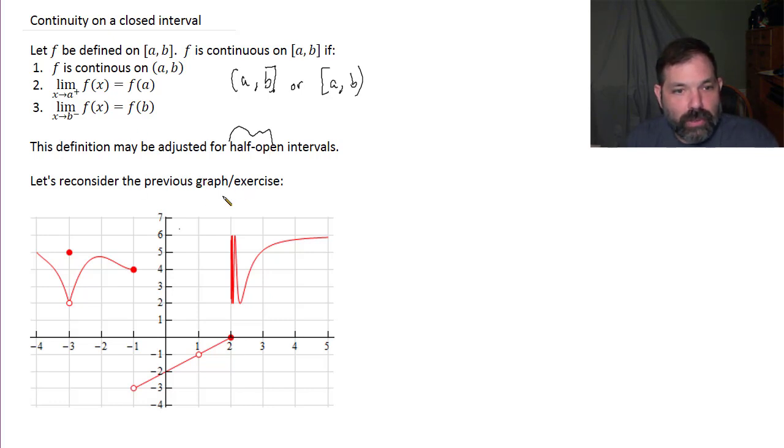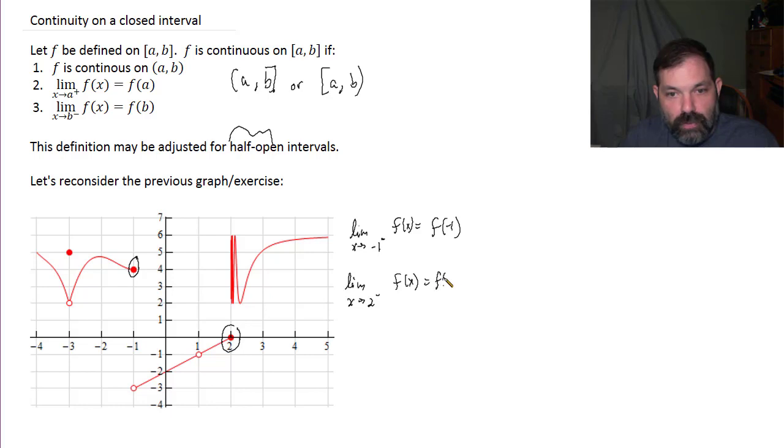So let's look at this previous graph in this exercise. I haven't changed the graph, but what I see here is I have a solid point at the point negative 1, 4. What this means is that the limit as x approaches negative 1 from the left of the function is equal to the function at negative 1. And I have a similar situation here when x is 2. The limit as x approaches 2 from the left of the function is equal to the function's value at 2.